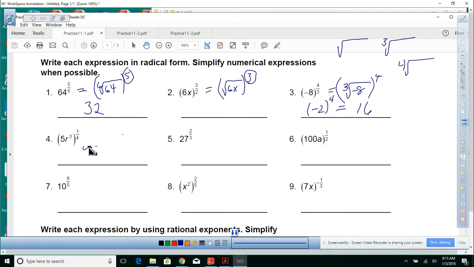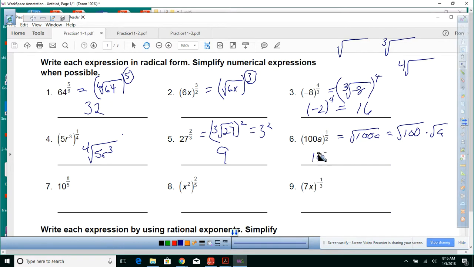This is going to be the 4th root of 5r cubed. And 27, that's going to be the cube root of 27, which is 3. So that's going to be 3 squared, which is 9. And 100a to the 1/2 power, that's going to be the square root of 100a. We know the square root of 100 is 10, so that's going to give us 10 times the square root of a.